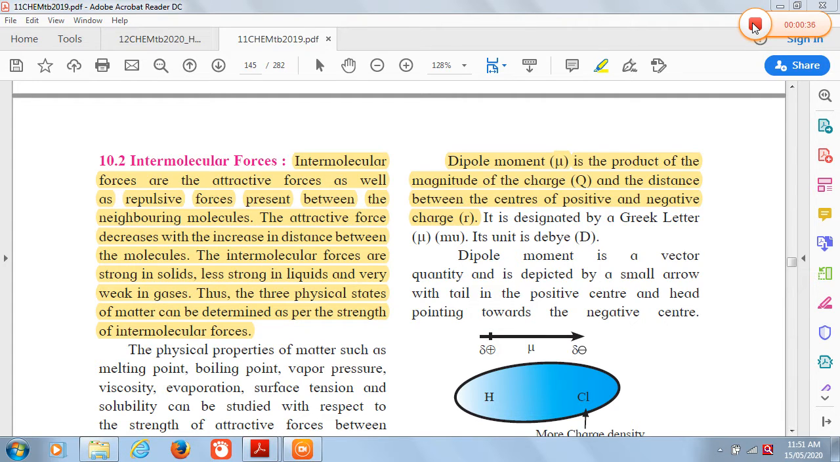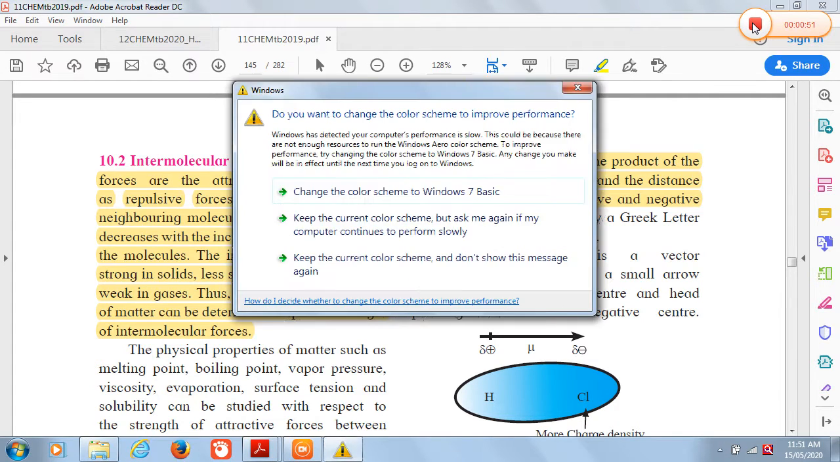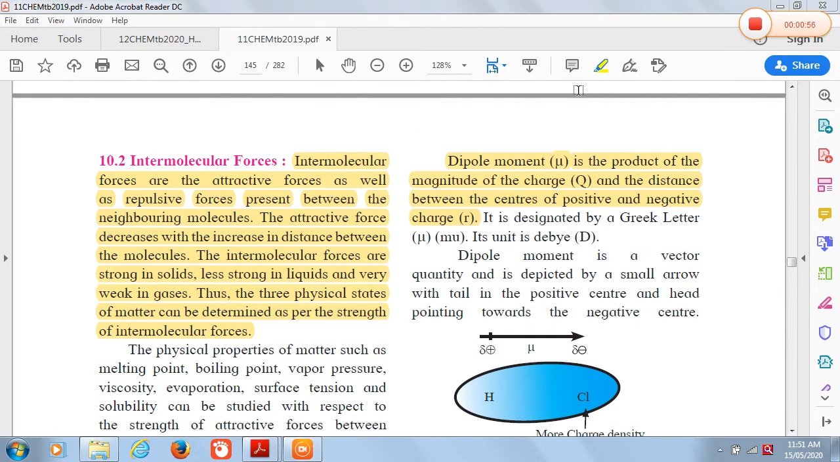So intermolecular forces are stronger in case of solids because of more attraction due to less distance between two molecules, less strong in liquids and very weak in gases. In case of liquids, this distance increases as compared to solids, and in case of gases, they are far apart from one another, so it is weaker. Thus, the three physical states of matter can be determined as per the strength of intermolecular forces.